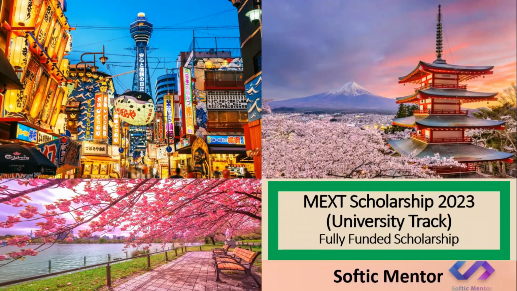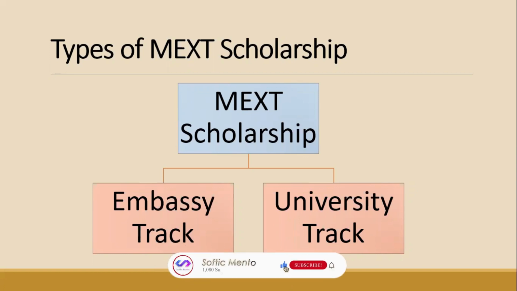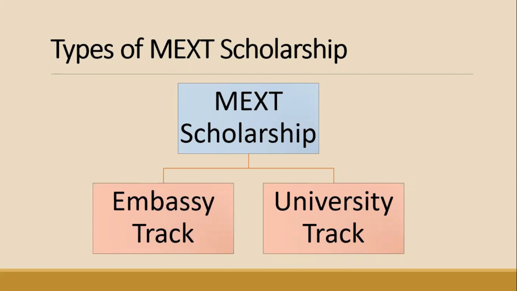So let's start university track. First of all, I wanted to clear one thing: Mext Scholarship has two types. The first one is embassy track and the second one is university track. In embassy track, every embassy of some nominated countries announces Mext Scholarship. So the citizens of that country directly apply to that embassy, and if they get selected, they get Mext Scholarship. But the university track is very different.